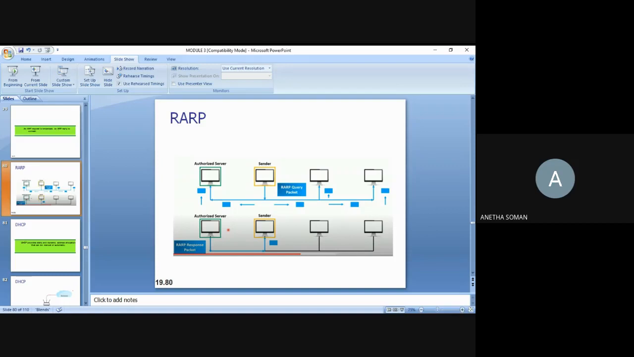Now, the similarity between ARP and RARP is that both lie in the network layer of the TCP/IP model. Just imagine the TCP/IP protocol suite. You have the network layer. In that, the main protocol is the IP protocol, and the supporting protocols are ARP, RARP, ICMP, IGMP, etc. So they are companions to the IP protocol. So RARP and ARP both lie in the network layer of the TCP/IP model.